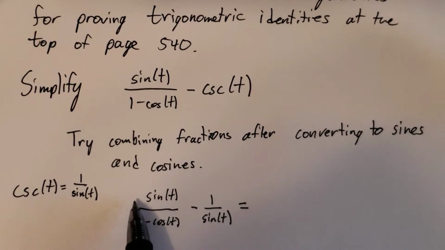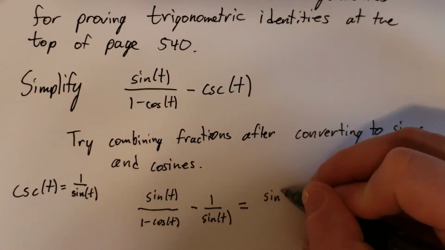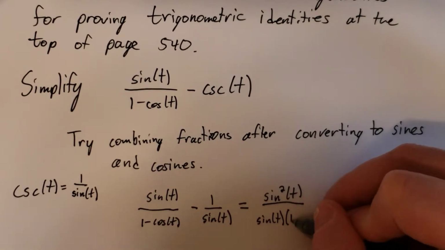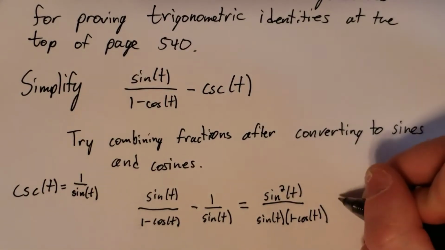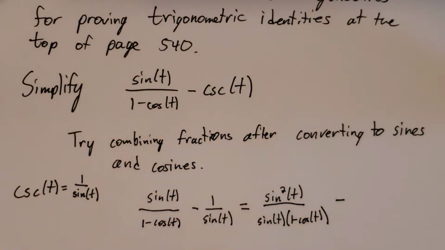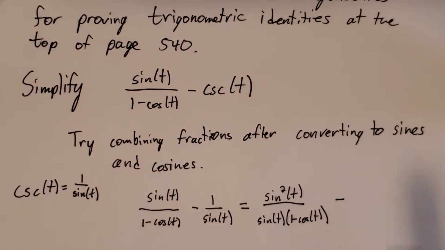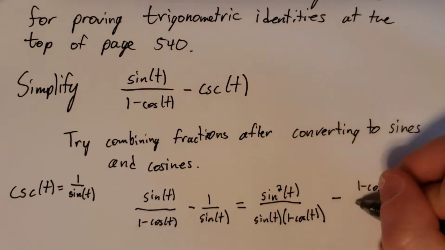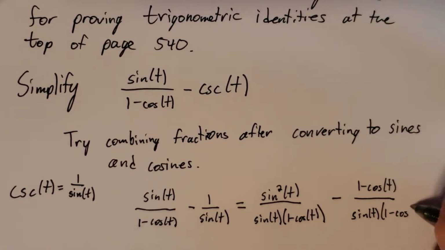So I'm going to multiply by sine of t over sine of t here on the left. And we get sine squared of t all over sine of t times 1 minus cosine of t. And then we're going to subtract off the 1 over sine of t, but again, we need to have the same denominator, so we've got to multiply by 1 minus cosine of t on the right over here. So multiplying the numerator, we get 1 minus cosine of t, and in the denominator, we get sine of t times 1 minus cosine of t.